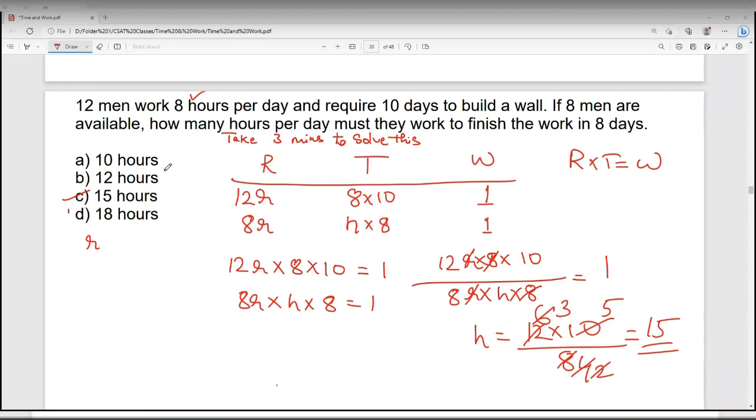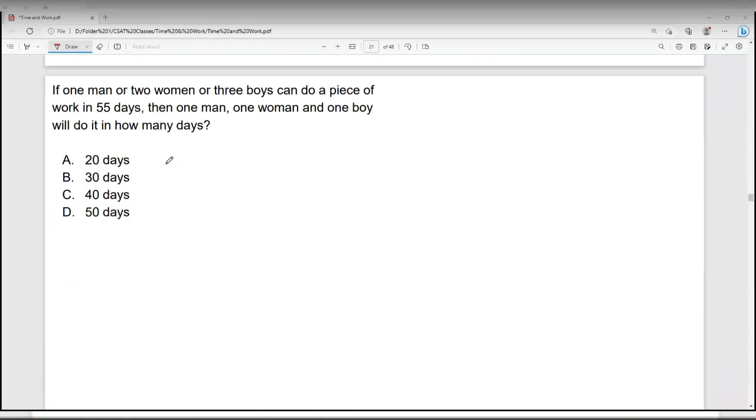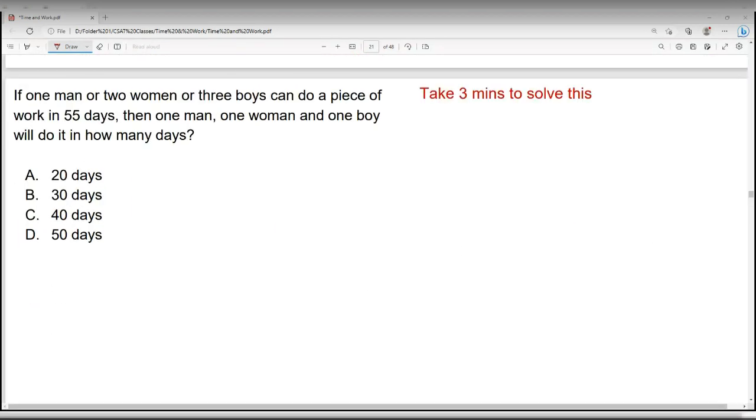Okay, we'll move to the next question. So take 3 minutes to solve this. The time is up. Please select this. They're asking, if 1 man or 2 women or 3 boys can do a piece of work in 55 days, then 1 man, 1 woman, and 1 boy will do it in how many days? So what they're saying is, they're giving the rates of these people, and then they're saying what if they work together, in how many days can they do the work?